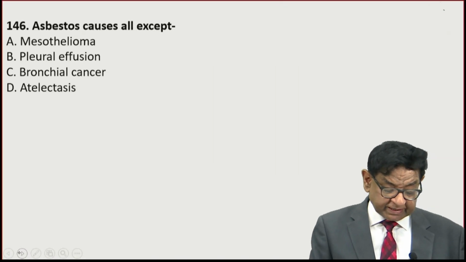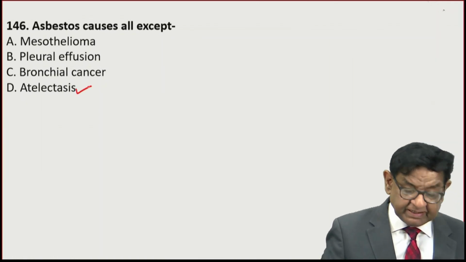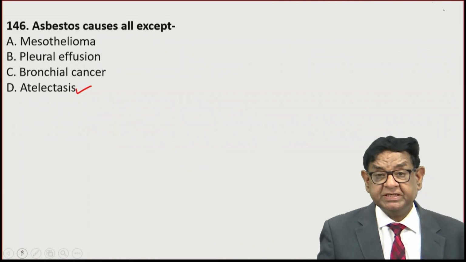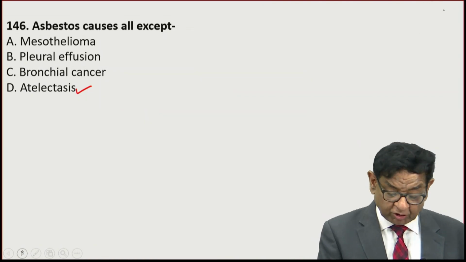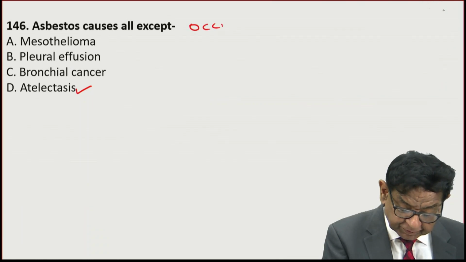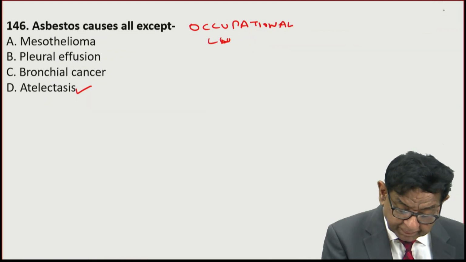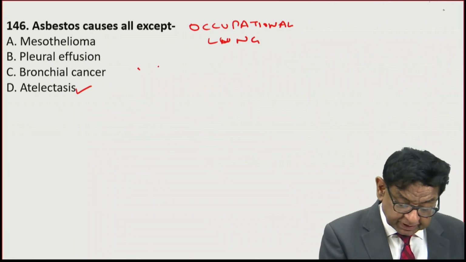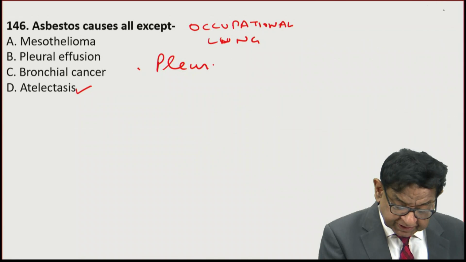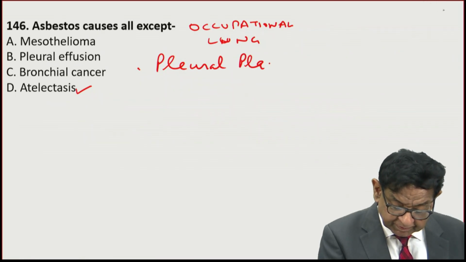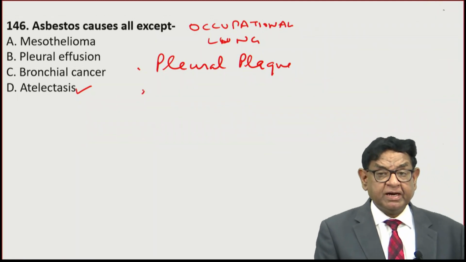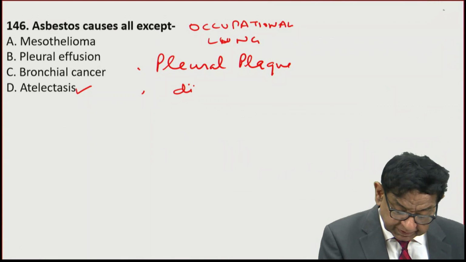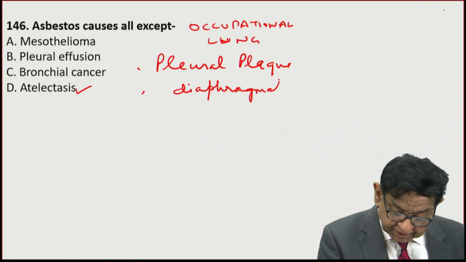Now, asbestosis causes all except. The answer is atelectasis. As far as asbestosis is concerned, we know very well it's an occupational lung disease. Well, pleural plaque is the most common manifestation. And the pleural plaques are mainly seen on the diaphragmatic surface of the pleura.